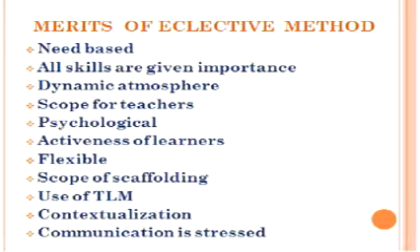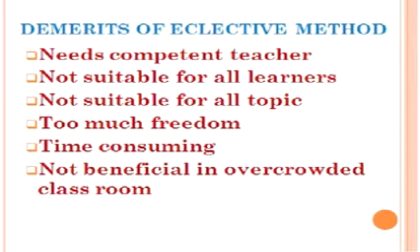And the second last is contextualization. Language learning cannot be fruitful if it is learned without context, and contextualization has been given importance in this method. And the last one is the skill of communication. The communication skills have been given due importance in this method. Now we'll discuss the demerits of this method.